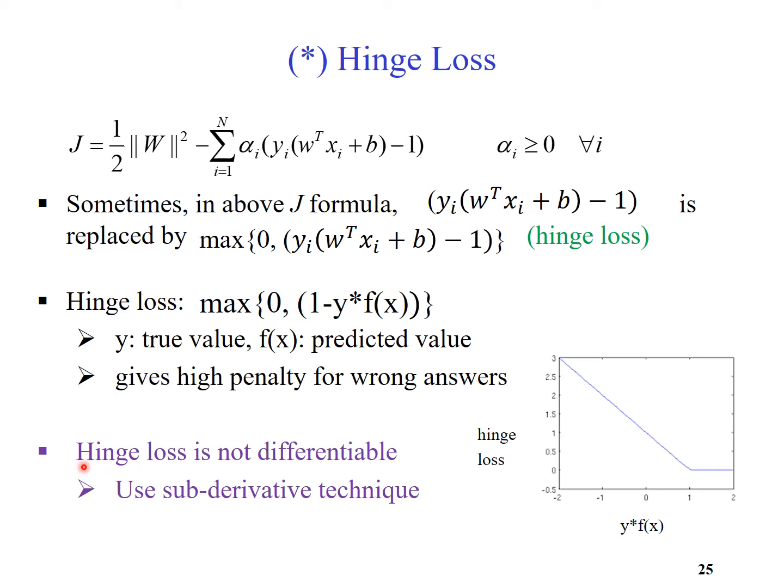One problem of Hinge loss, as you can see here, is that it is not differentiable. So that's a problem. This is the Lagrangian function, and you're going to differentiate this later on. If you use the Hinge loss function, you can see the Hinge loss graph here. It's not differentiable, right? So if you use Hinge loss here, then the Lagrangian function is not differentiable. So we have a problem.